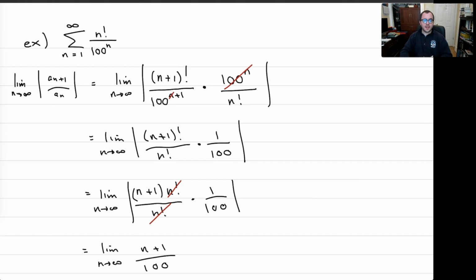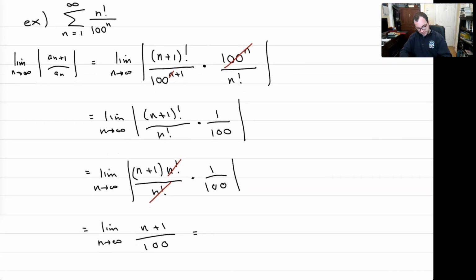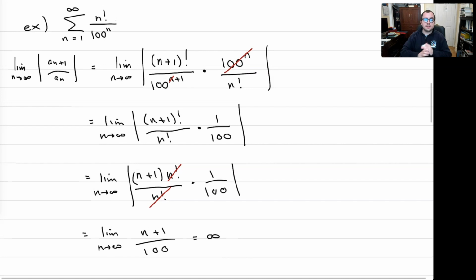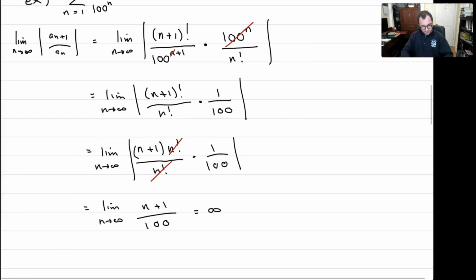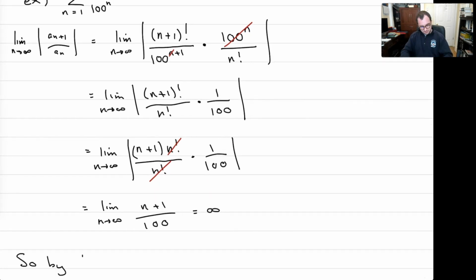And the limit of this is infinity. So the limit of absolute ratios is infinity. It has no bound. So by the ratio test, the series diverges.